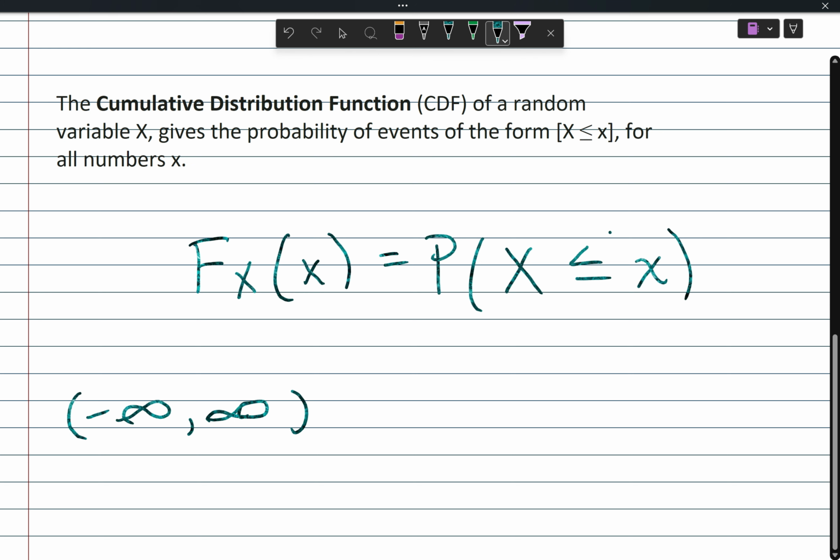When no confusion is possible, the CDF of X will simply be denoted as F of x. That is, the subscript X is usually omitted.